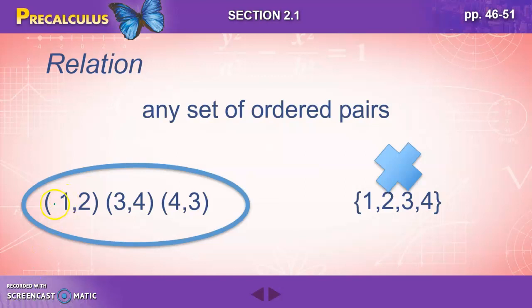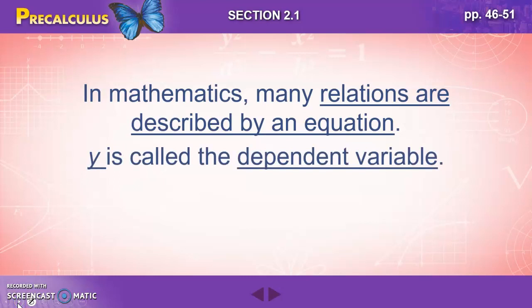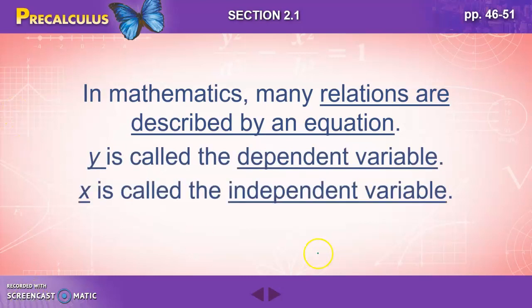First of all, a relation is any set of ordered pairs. A set of ordered pairs has an x and a y coordinate that we're going to use to plot points and graph on the Cartesian plane. It is not just a list of integers. In mathematics, many relations are described by an equation. Y is called the dependent variable, and x is called the independent variable.